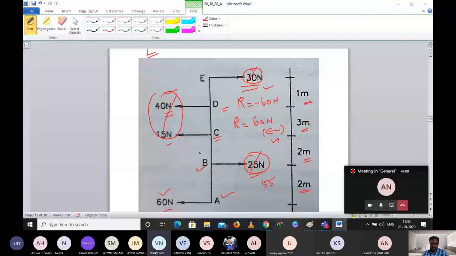So now I have to take moment about A. Can you help me? Who is going to help? Those who are having doubts in moment, please come so that I can explain to you and to our friends also. Who is going to come? May I, sir? Yeah, please. One minute, boys. So what are we going to take, clockwise is? Positive. Tell me, who is going to help me? Tell me, one by one. Okay, first consider 60 Newton.